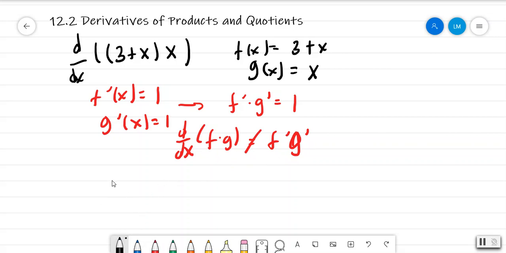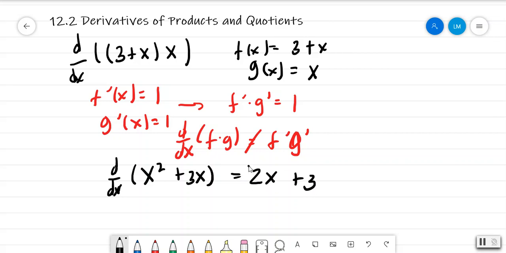Why? Because say for example that we just go ahead and multiply. If we go ahead and multiply, we'll have x squared plus 3x, whose derivative is 2x plus 3, which is completely different than what we found when we used that the derivative of the product of the two is just the product of the derivatives. So that's not actually true.